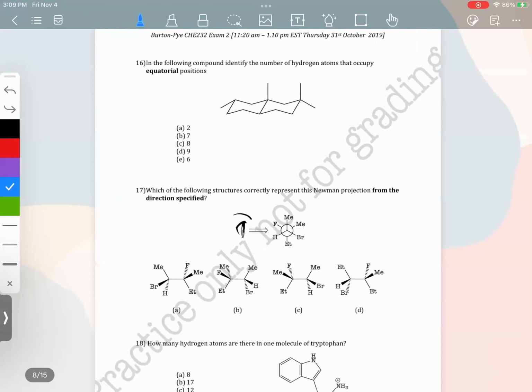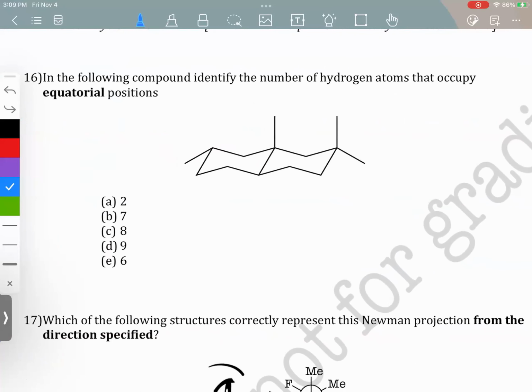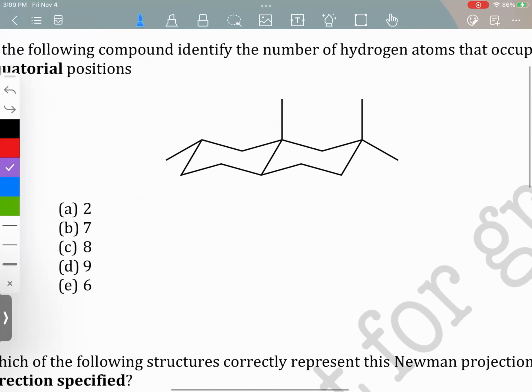Question 6. In the following compound, identify the number of hydrogen atoms that occupy equatorial positions. So let's go around each of the carbons. Can we have an equatorial hydrogen? No, we already have an equatorial methyl. It'll be an axial hydrogen, so there's none there.